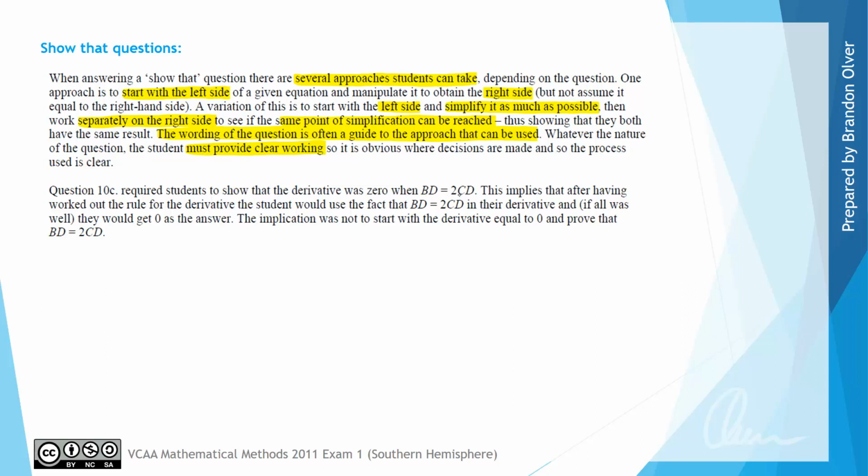students were required to show that the derivative was 0 when BD is equal to 2CD. This implies that having worked out the rule for the derivative, students would use the fact that BD equals 2CD in their derivative, and if all was well, they would get 0 as the answer. So that was the implied direction according to that statement. The implication was not to start with the derivative equal to 0 and prove that BD equals 2CD.